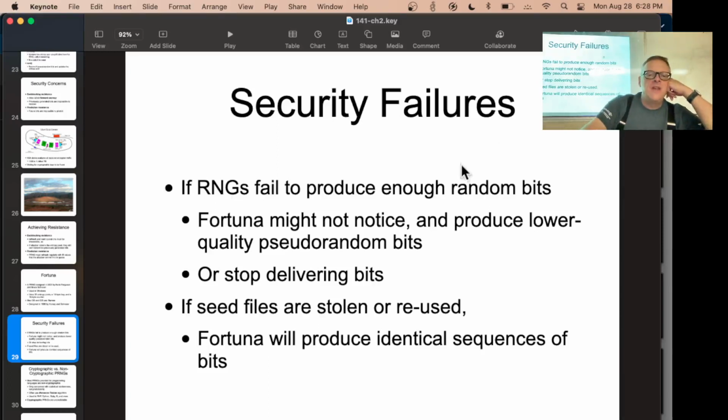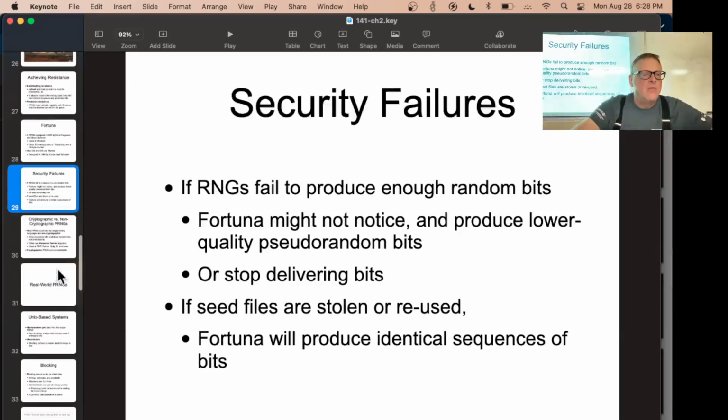And so if the source of random numbers fails to produce enough bits, then Fortuna might not notice and just produce bits that are less random, or stop delivering bits. If you can steal the seed file, then Fortuna will produce identical sequences of bits. So there is a way to steal something that will let you predict the future in Fortuna.